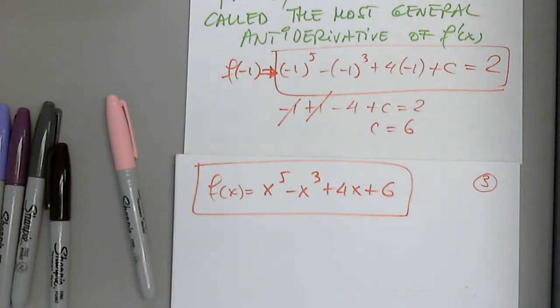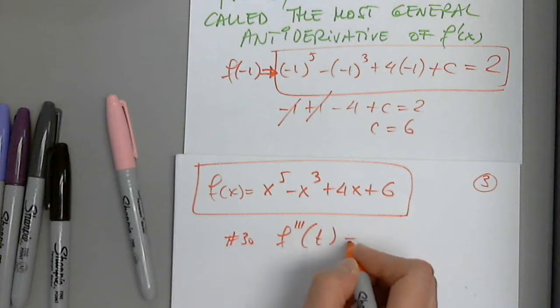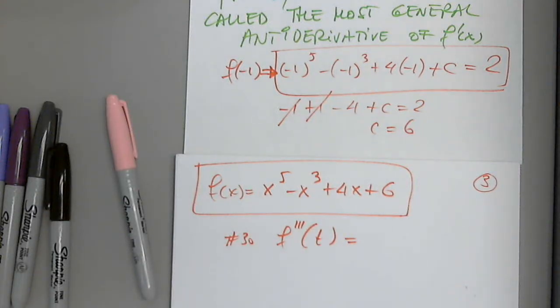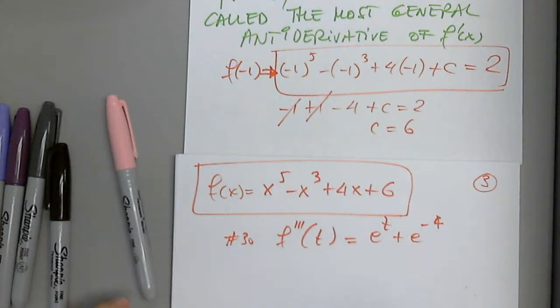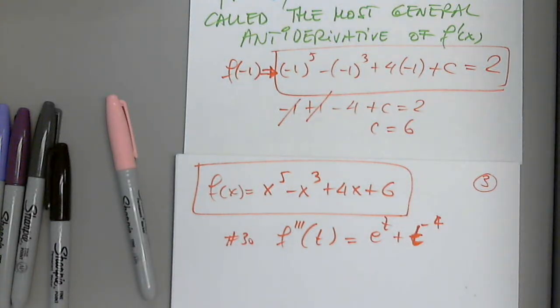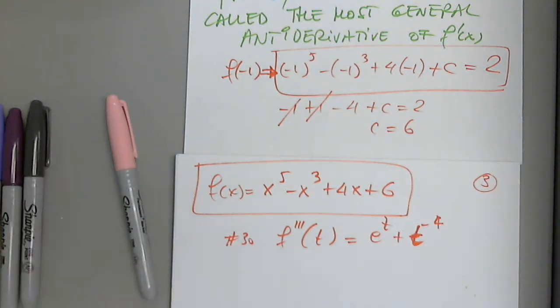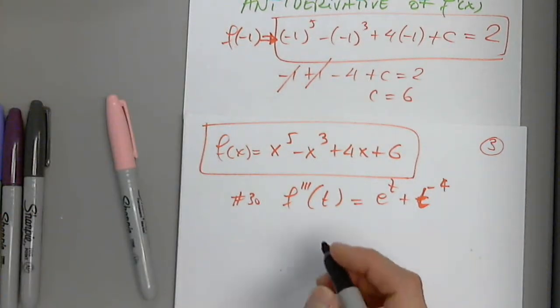number 30. The third derivative of f is e to t plus t to negative 4. We haven't discussed e to t, so let's discuss that.